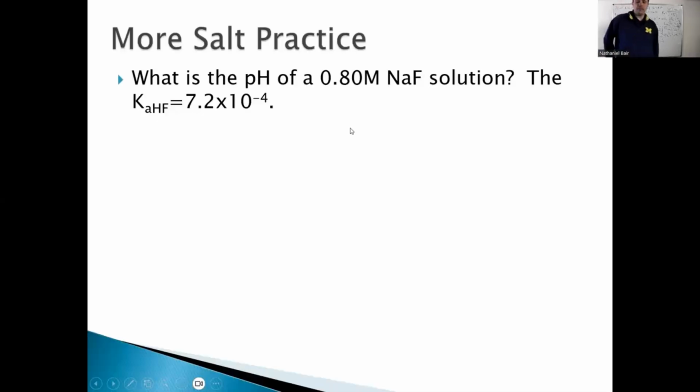How about this guy? This one's going to be more difficult because it's the other kind of salt. What is the pH of a 0.8 molar sodium fluoride solution if the Ka of HF is 7.2 times 10 to the negative 4th? Here's what I want you to do, just so we can chunk it. I want you to figure out what kind of salt it is. Once you think you know what kind of salt it is, show me its acidic or basic part reacting with water. Write an equation. Go ahead.